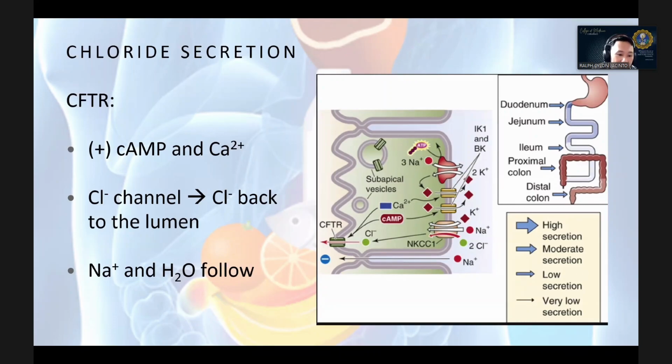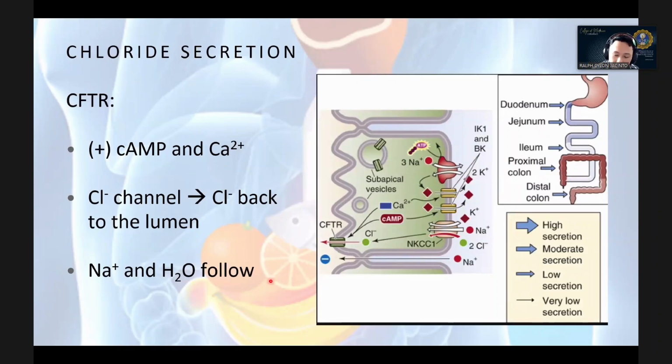Okay. So is it clear why lipid digestion and protein digestion as well as carbohydrate digestion is affected in cystic fibrosis? Is it clear? Thumbs up if it's clear.